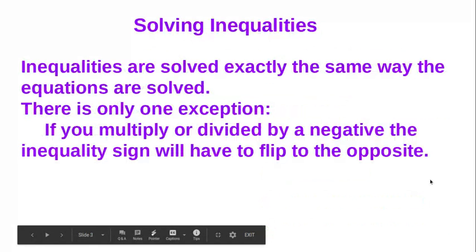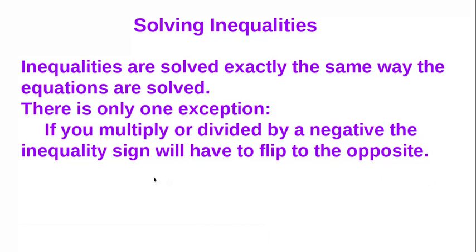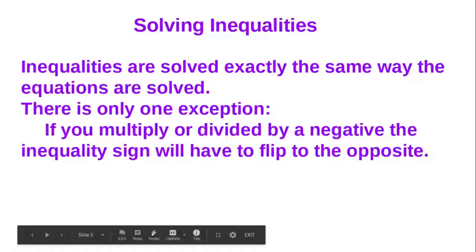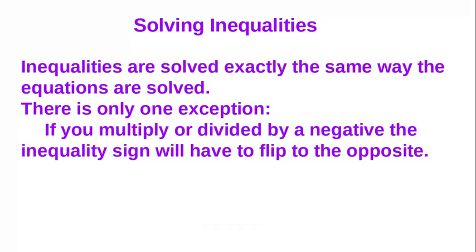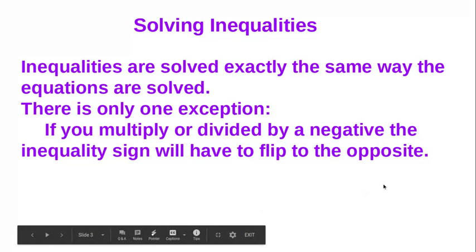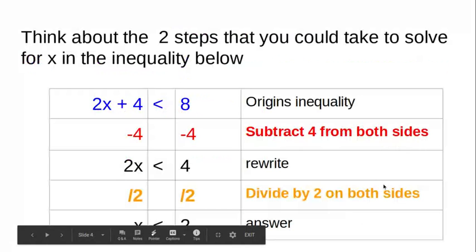So solving inequalities. Inequalities are solved exactly the same way that equations are solved. There is only one exception. So this is the only difference. If you multiply or divide by a negative to solve it, the inequality sign will have to flip to the opposite. So if it was greater than, it becomes less than. If it was less than, it becomes greater than. Why? Well, because when you divide by the negative, it's the opposite of the positive.